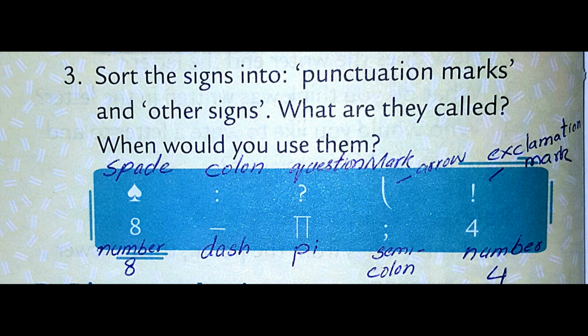Punctuation marks. A colon is used to introduce a list. A question mark is used at the end of a question. An exclamation mark is used in a sentence which expresses some sudden emotion. The dash is used to introduce an explanation in the middle of a sentence. A semicolon is used between two sentences which are connected in some way.